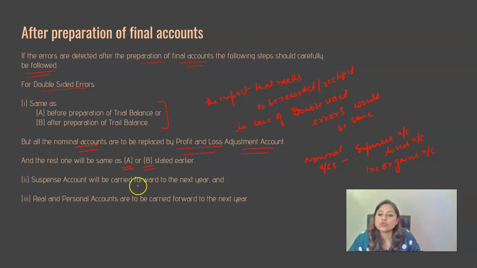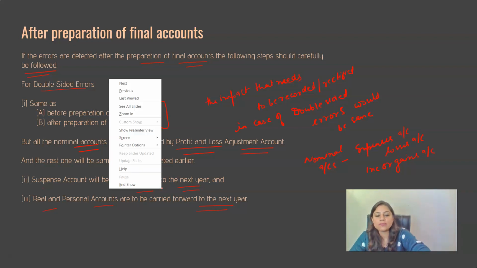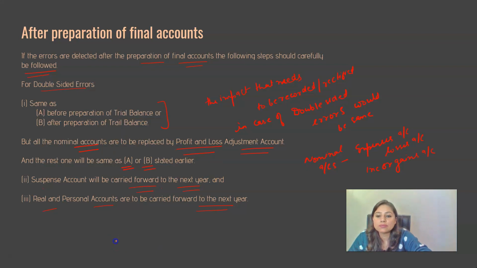So the suspense account will be carried forward to the next year, and the real and personal accounts are to be carried forward to the next year. Thus nominal account related adjustments would be replaced by the profit and loss adjustment account. However, in the case of the suspense account, we can carry it forward to the next year, and once that error is identified in the next year, it could be rectified. Likewise, the real and personal accounts would also be carried forward to the next year, right?